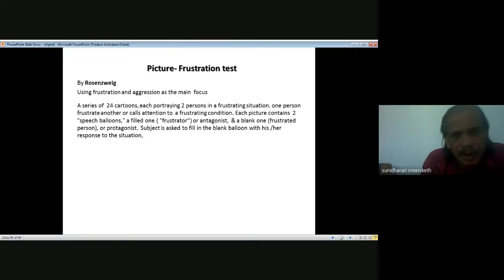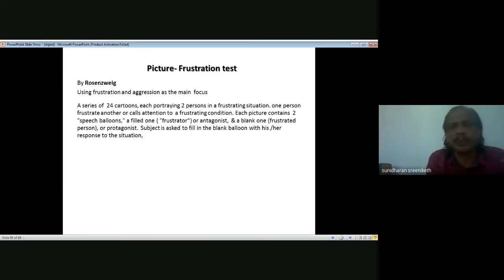There is a theory in psychology that connects frustration and aggression. Which theory? In social psychology, I think you have studied this theory. It states that frustration leads to aggression. Yes, the theory proposed by Dollard and Miller. They argue that frustration leads to aggression. Frustration and aggression are the main focus of this picture frustration test, or PF study.